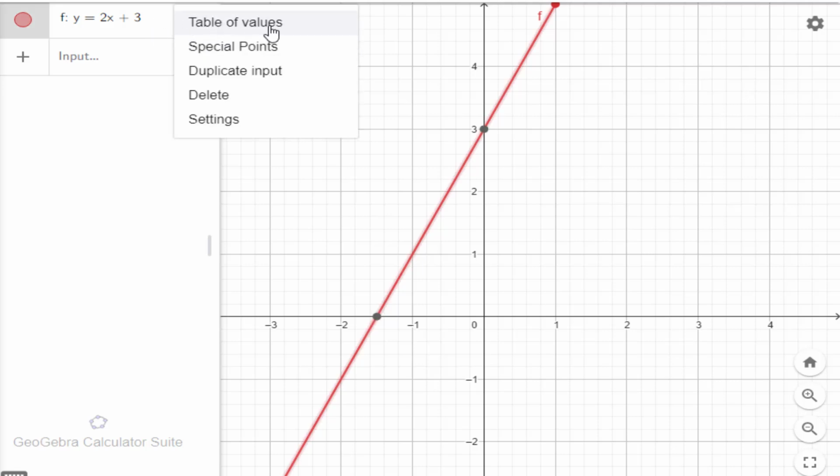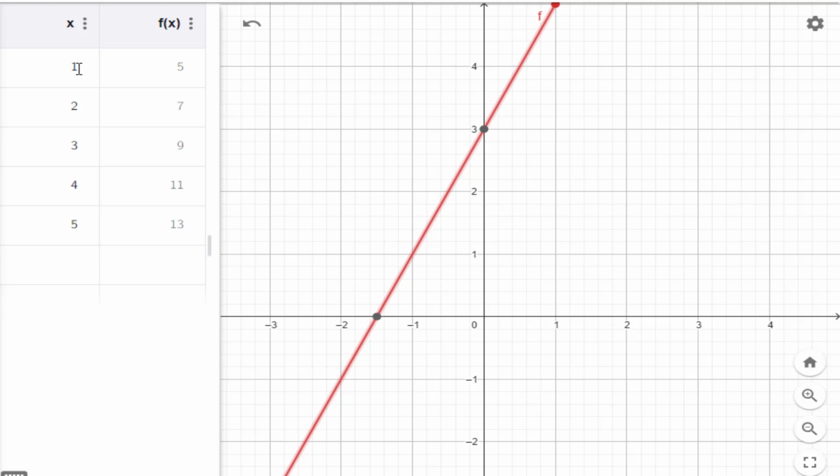Let me show you the table of values. Here for x is equal to 1, y is equal to 5, and for x is equal to 2, we have y is equal to 7. For x is equal to 3, y is equal to 9. For x is equal to 4, y is equal to 11, and for x is equal to 5, y is equal to 13. So y increases with x, but the line does not pass through the origin, and thus it is not direct proportionality.